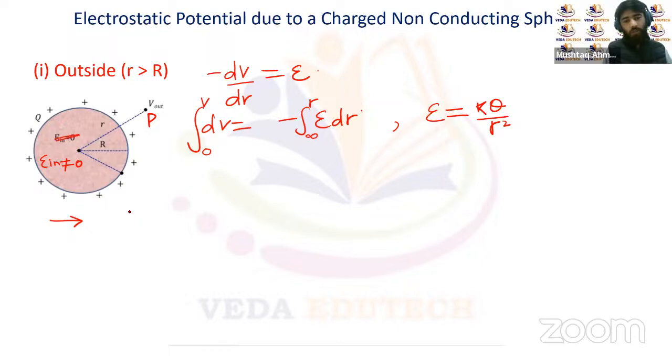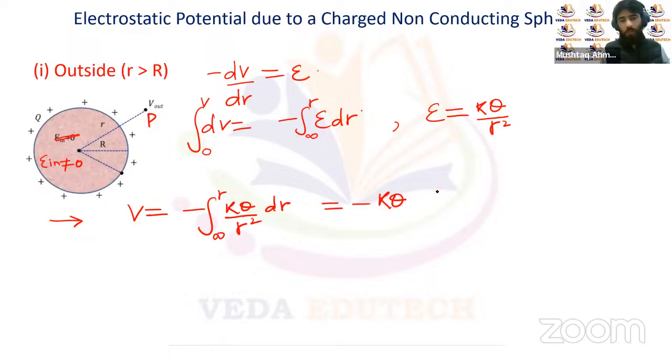So the integral of dV will be V. So this will be V here, right? Minus the integral of KQ upon r square dr with the limits infinity to R, right? So minus KQ will be outside the integral, and the integral of dr over r square with the limits infinity to R, right?